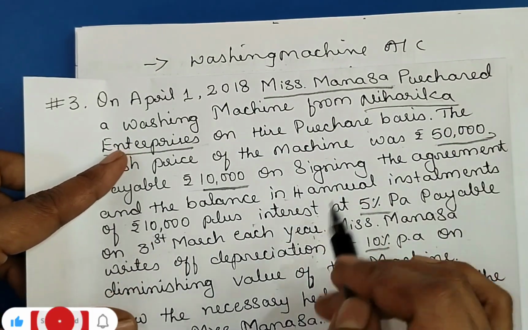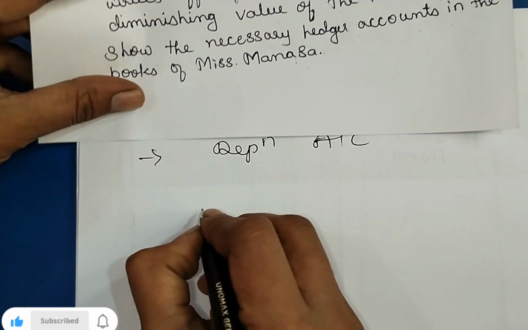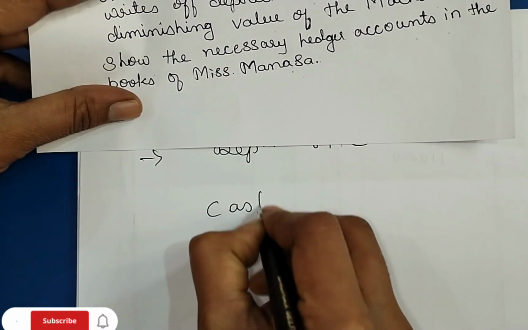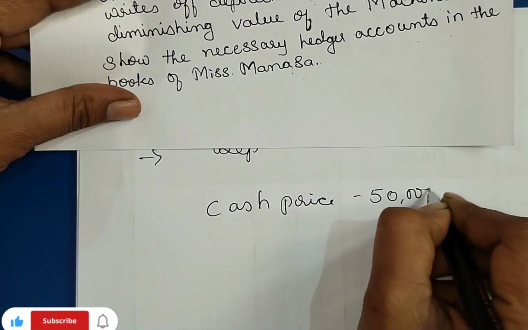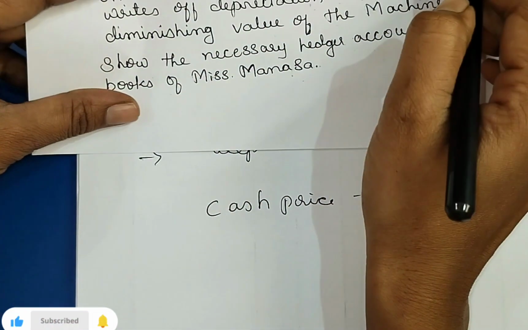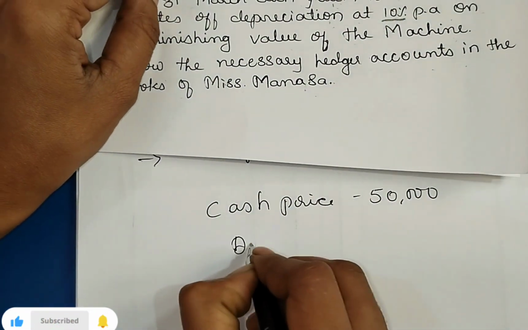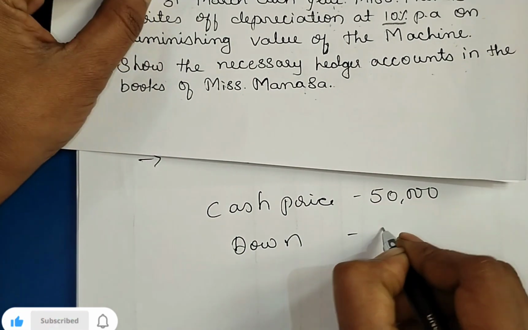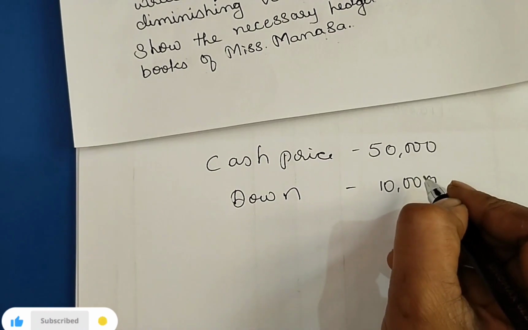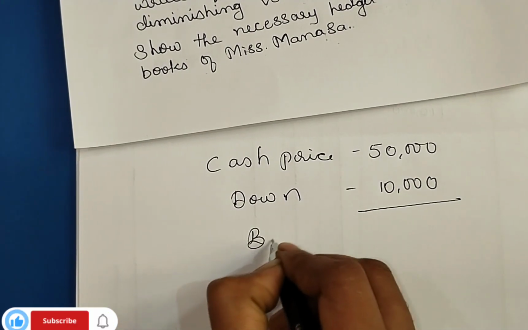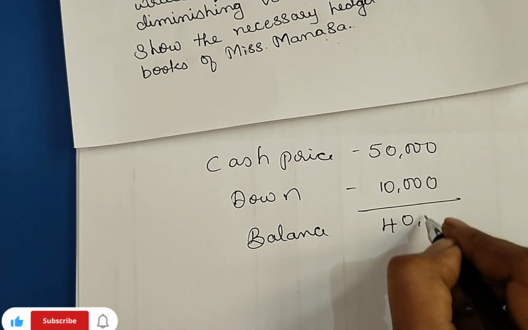Now, Manasa is a hire purchaser. She purchased, the cash price is given. Washing machine cash price is 50,000, and they paid 10,000 rupees at the time of signing the agreement, that is down payment. The down payment is rupees 10,000, and the balance they are paying in 4 annual installments. The balance is how much? 40,000.